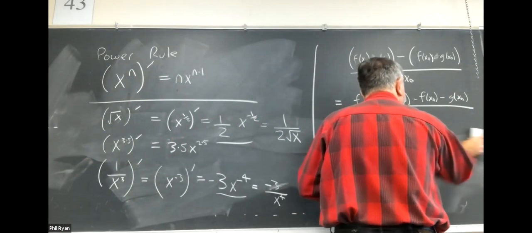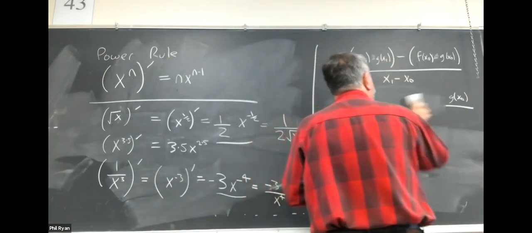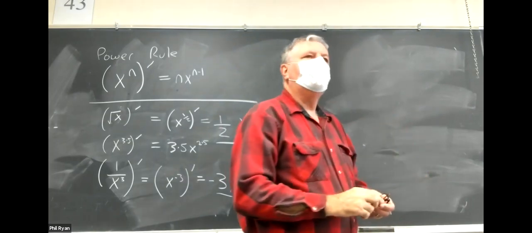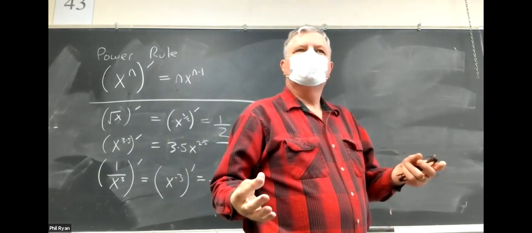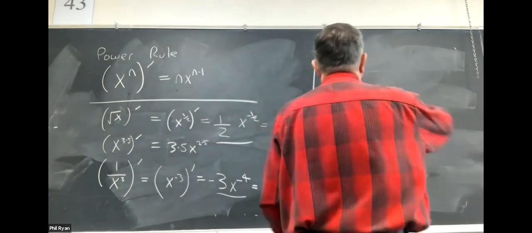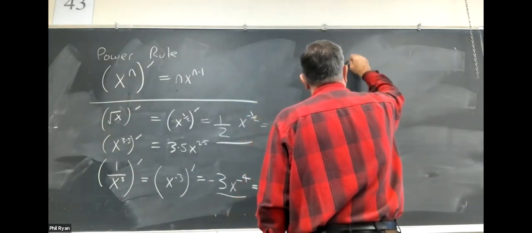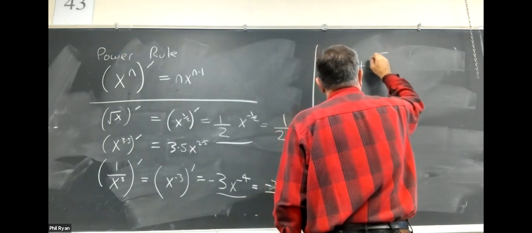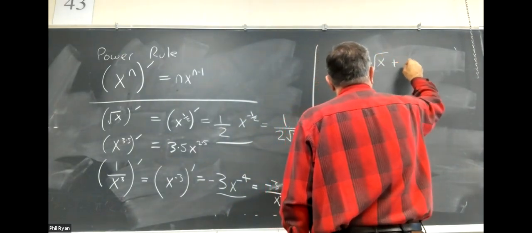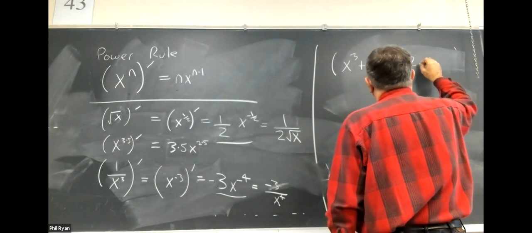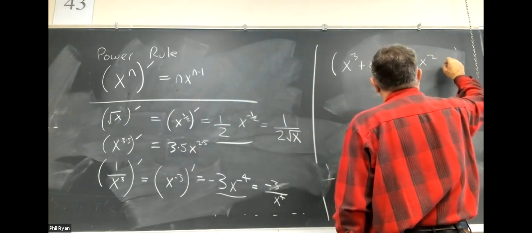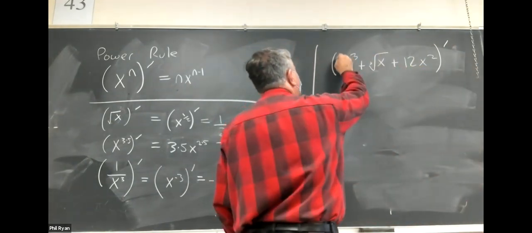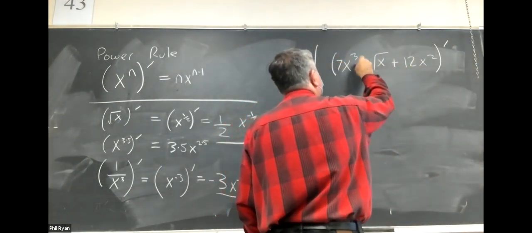But now, since we know the power rule, and since we know the addition rule, we can now do any polynomial. So, for example, if we had x cubed plus cubed root of x plus 12 x squared. Let's put numbers in front of these.